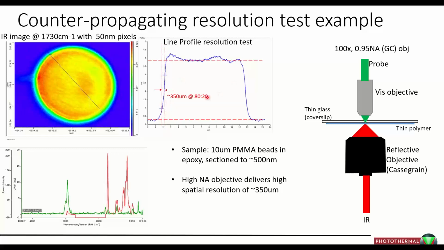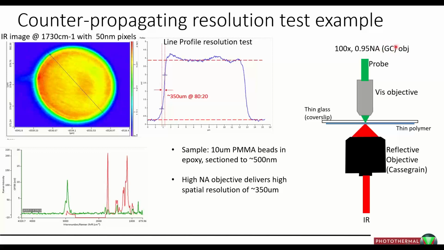And in this case, taking the 80-20 rule, we're getting around 350 nanometers. That should read, that's my typo there. So that's about 350 nanometers of resolution. And that actually marries up pretty well with what we'd expect for a 0.95 NA, 8x objective.